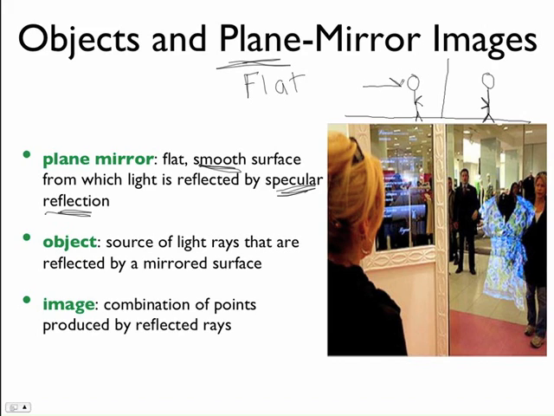And this is the original thing, the real life thing, like this lady in this picture. That's her. And that is known as the object. So the actual thing that's looking into the mirror is known as the object. The thing that you see in the mirror is known as the image.